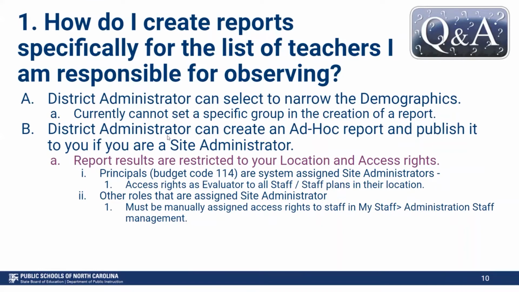However, if you create a report, like if they need to find evaluation status or orientation status completion, go ahead and create that report and publish it to them, because as long as they are a site administrator, they can run any report that you publish to them. If this is an AP that you've given site administrator access to, and you've assigned access to only certain people in the school, that is all that is going to show up in the results when they run that report. Does that make sense? So if you make a report as a district administrator, publish it out to the site administrators to run at their schools, the principals who are at budget code 114, their results will return everybody, because they are system assigned access to all staff and all staff plans.